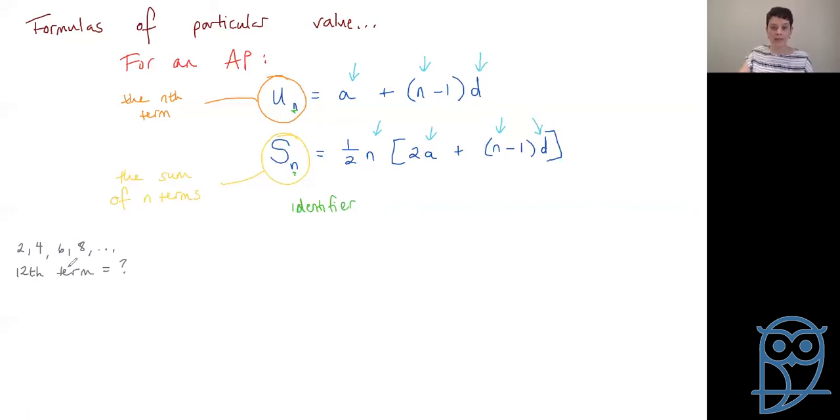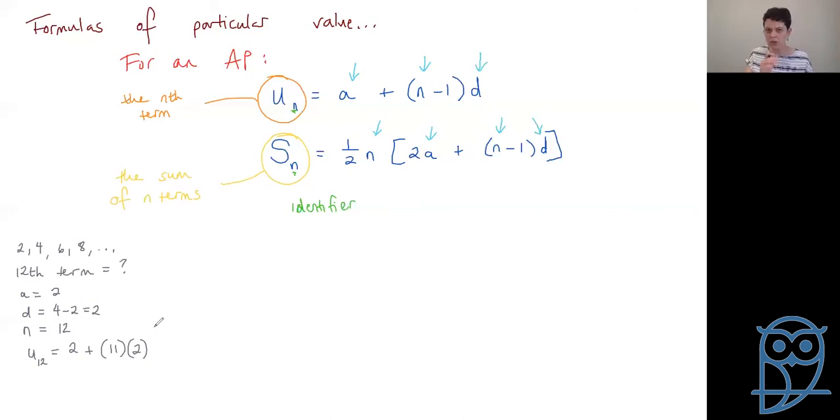Okay, we have a equals 2, the first term. d equals, well, the difference. 4 minus 2 equals 2. And n in this case is 12, because we've been asked for the 12th term. So it would be U12. So U12, our 12th term, equals a plus (n minus 1), so 12 minus 1 is 11 times d, which is also 2.